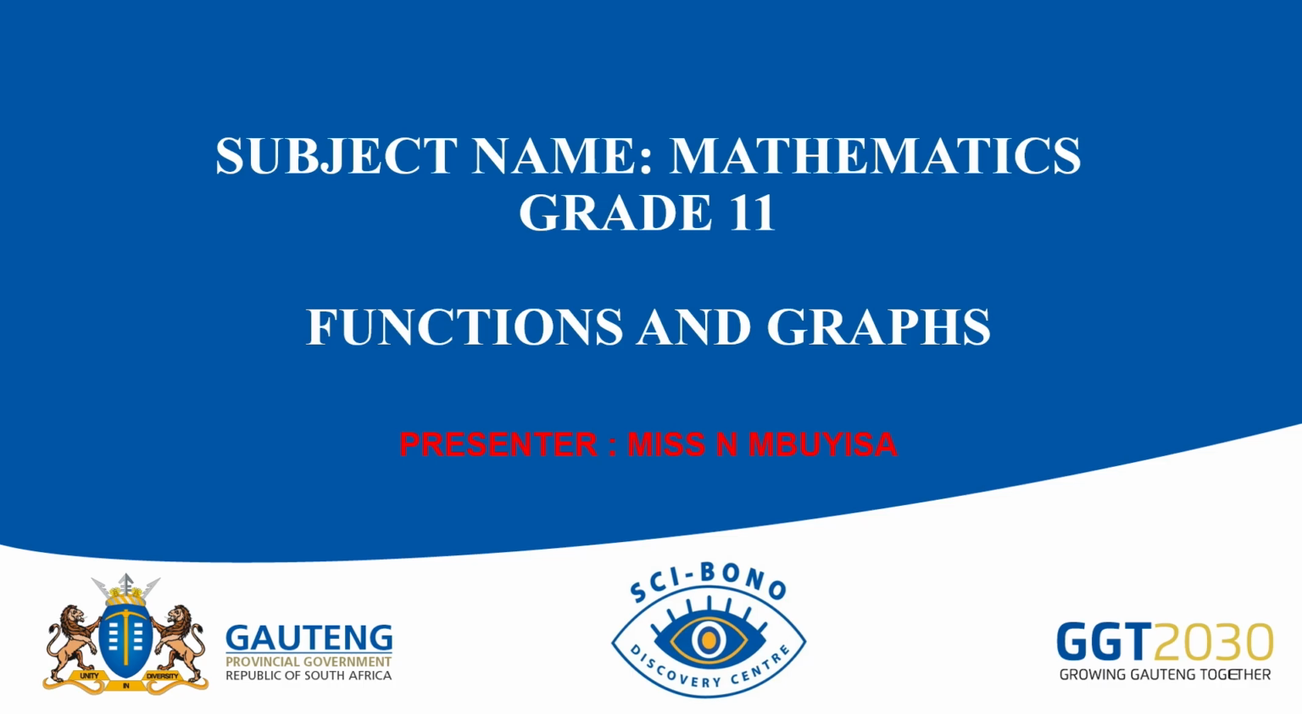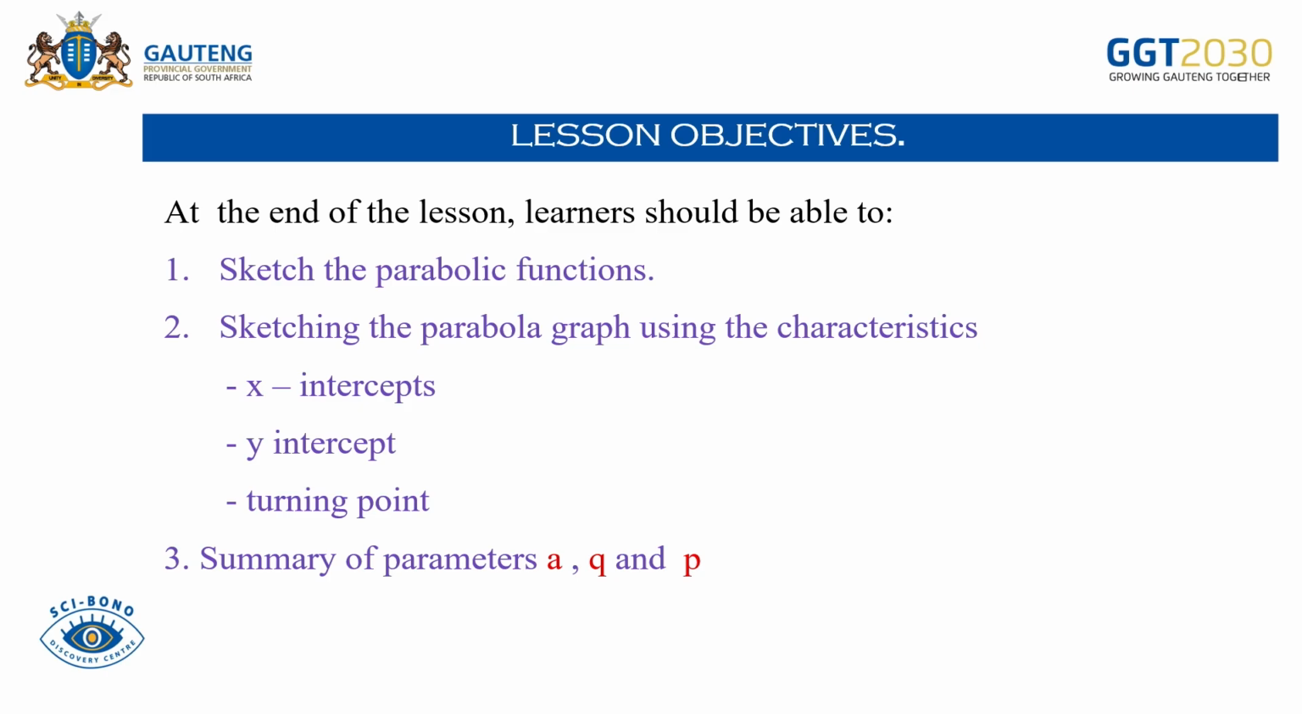Okay, grade 11s. In today's lesson, we'll be looking at functions and graphs. At the end of this lesson, learners should be able to sketch the parabolic functions. Number 2, you should be able to sketch the parabola graph using the characteristics, the x-intercept.